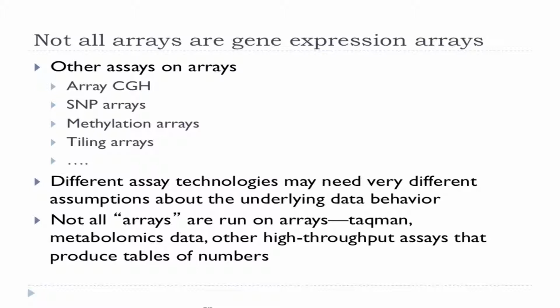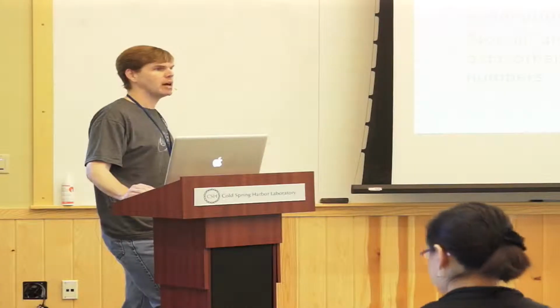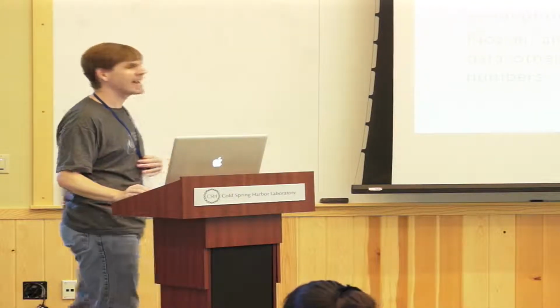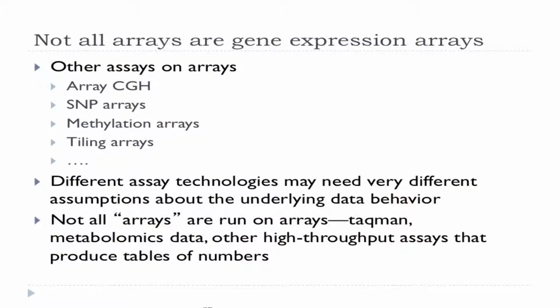Methylation arrays. So those are arrays that measure methylated, unmethylated CpG sites. Again, they look quite different. I'll show you an example. Tiling arrays. I showed you an example the other day of a chi-squared test applied to those. Different assay technologies may need very different assumptions about the underlying data behavior. And this is the flip side of this point. Not all arrays are run on arrays. People come to me with TaqMan assays, metabolomics data, many other high throughput assays that produce tables of numbers.